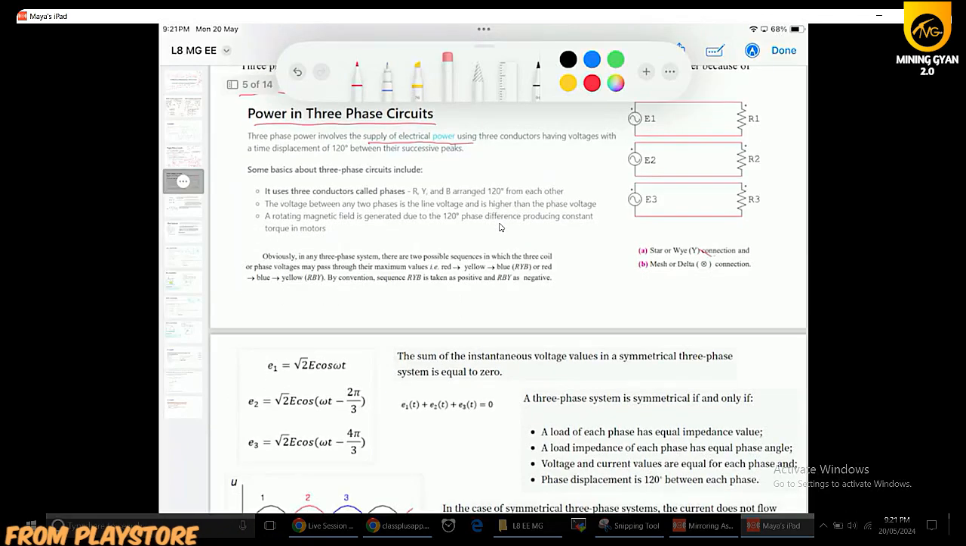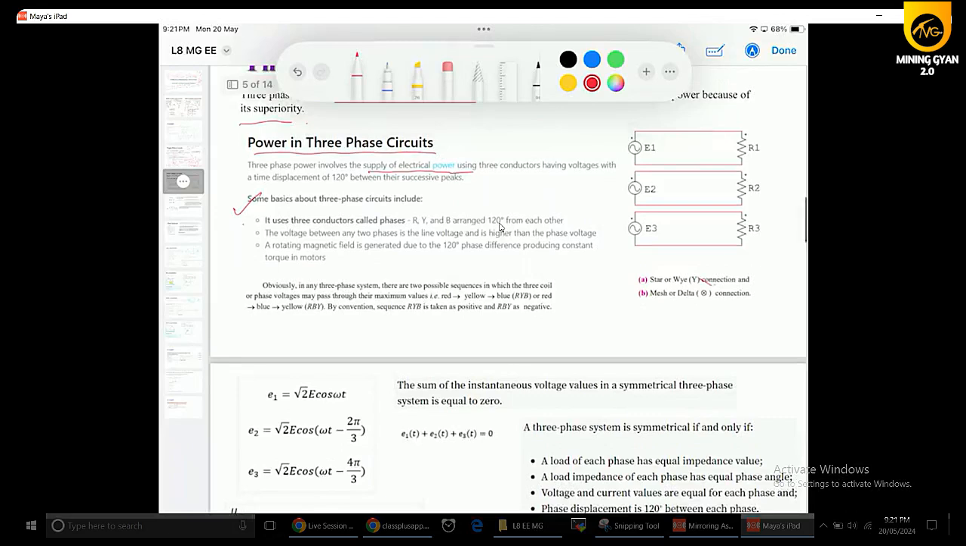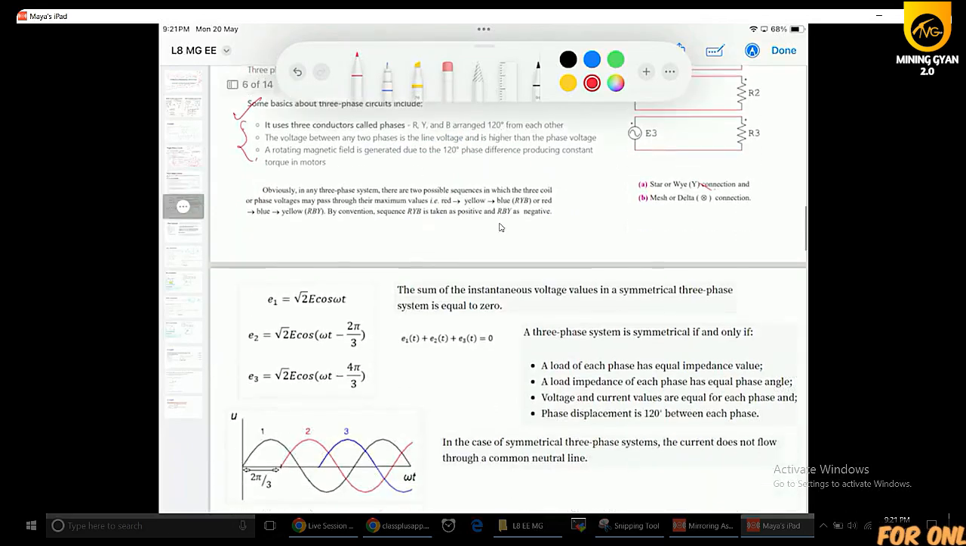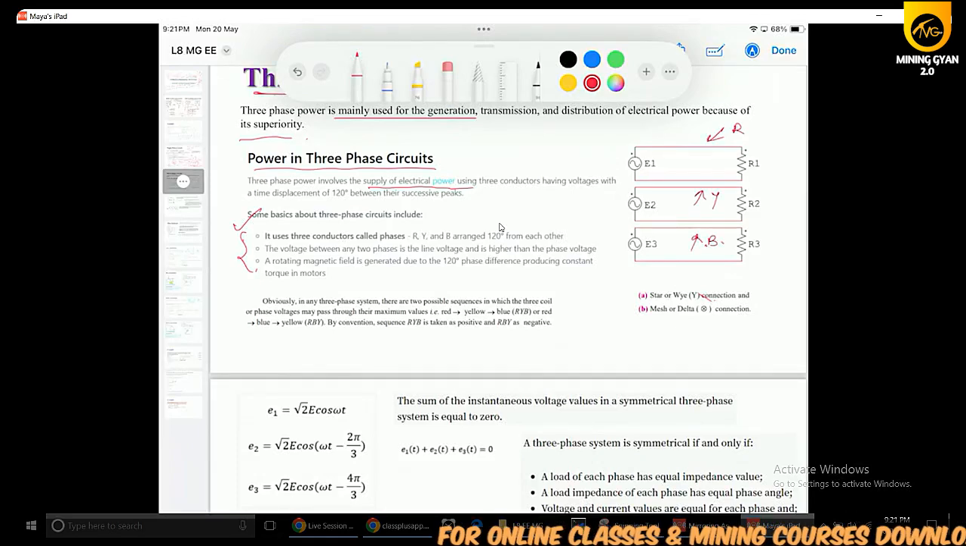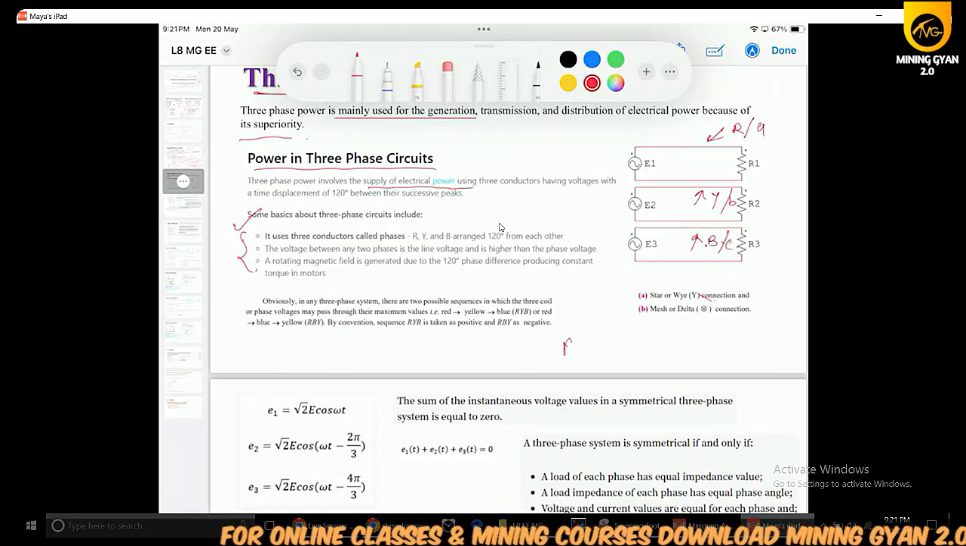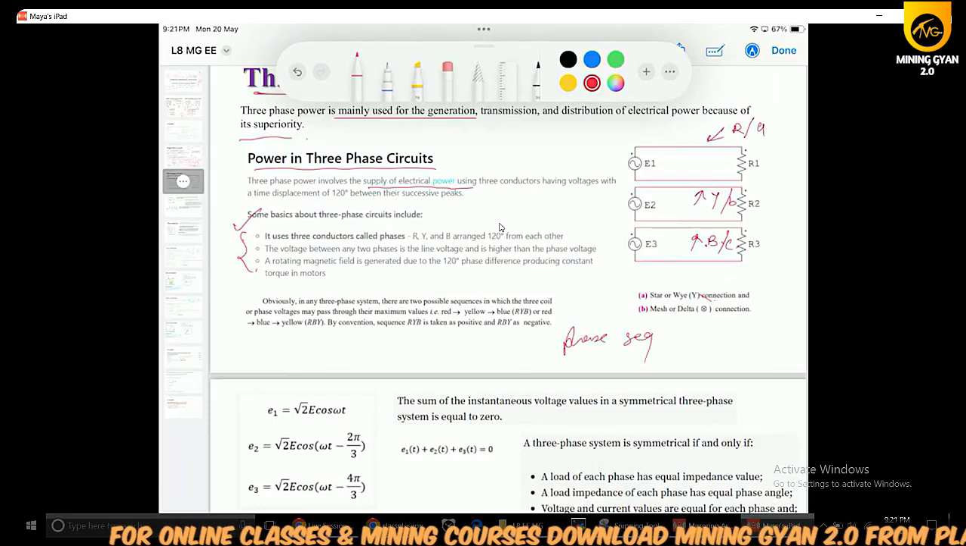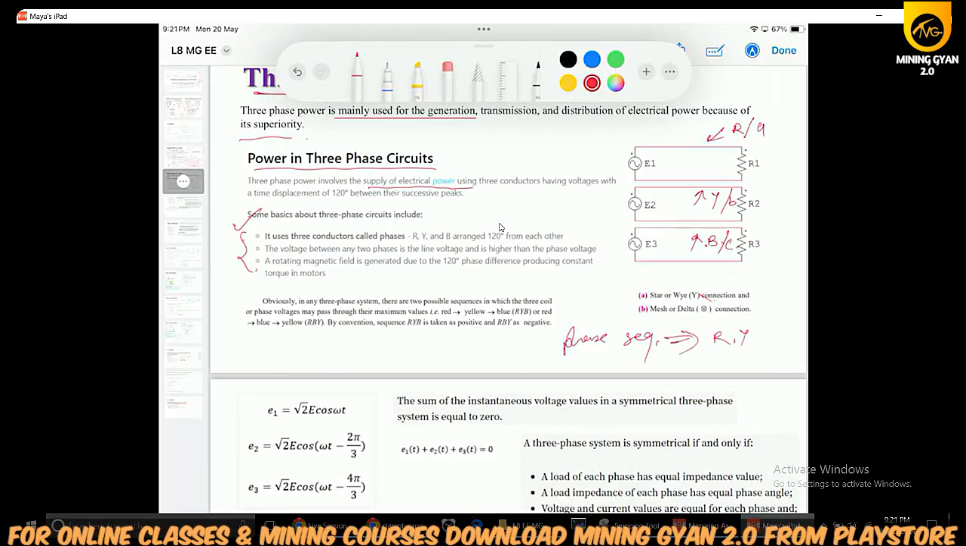So there are some basic points regarding your three-phase circuits. You can study from these topics. One more thing I wanted to tell you: let us say this is R phase, this is Y phase, and this is B phase. We have to give names like this: R, Y, B or A, B, C. So there will be the phase sequence. The phase sequence R, Y, B is called the positive phase sequence, and R, B, Y will be the negative phase sequence. We will see it later.